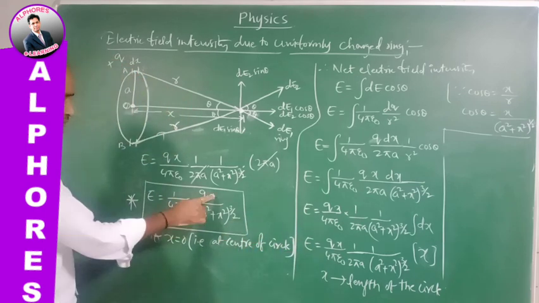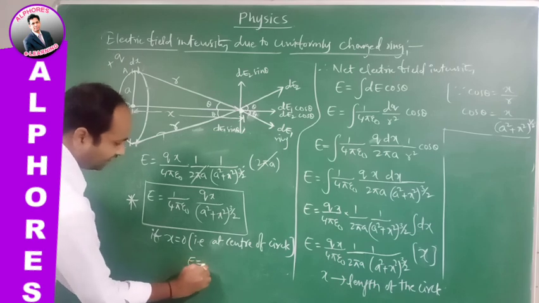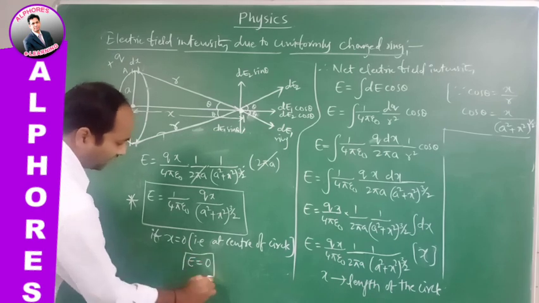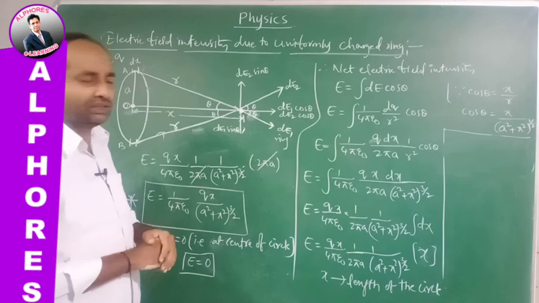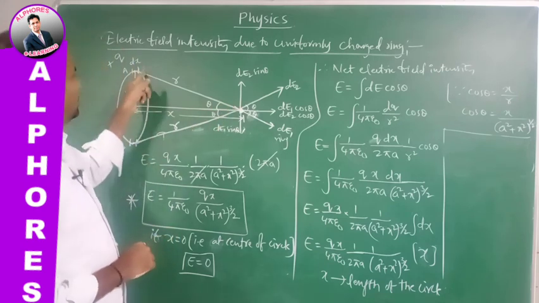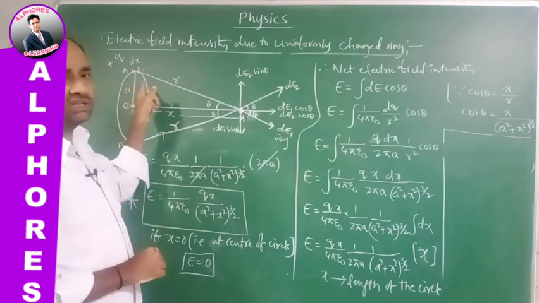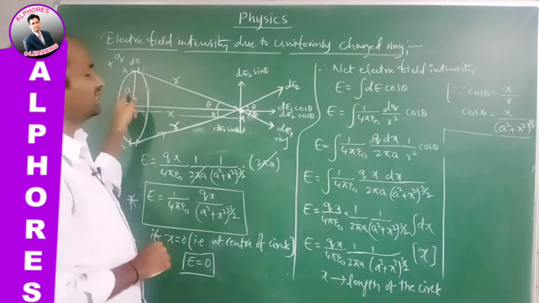Whenever we substitute x = 0 here, what happens? The electric field intensity at the center of the circular ring will be 0. Here, this is a uniformly charged circular ring of radius a.